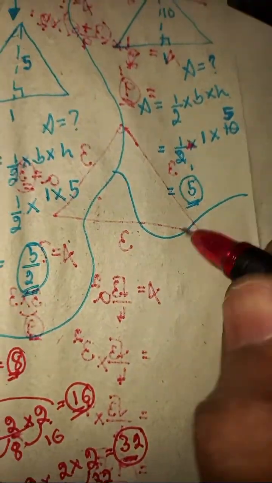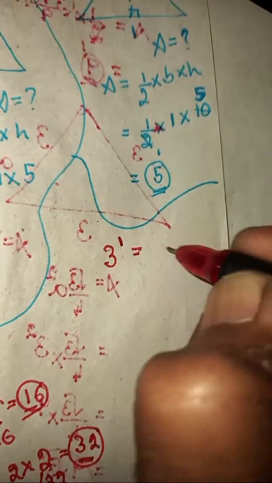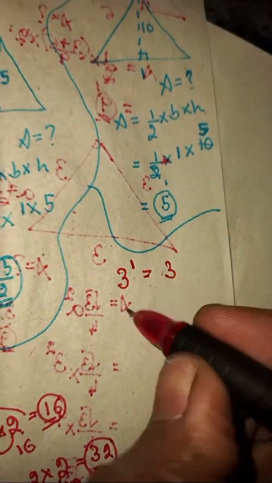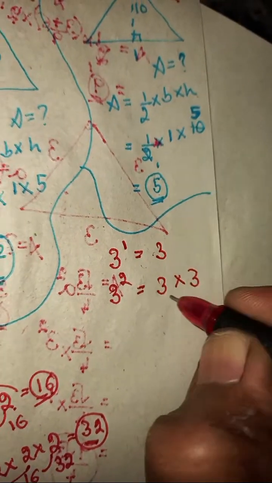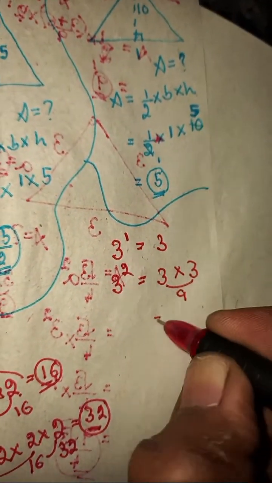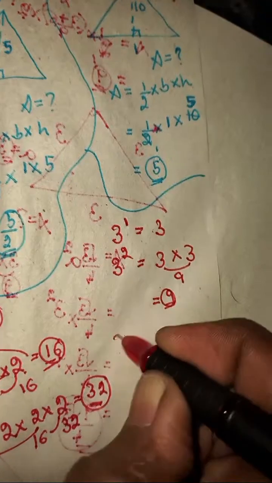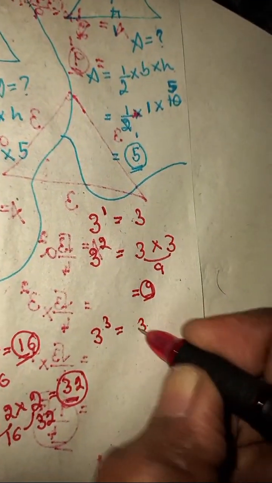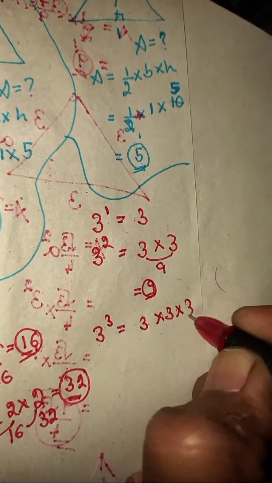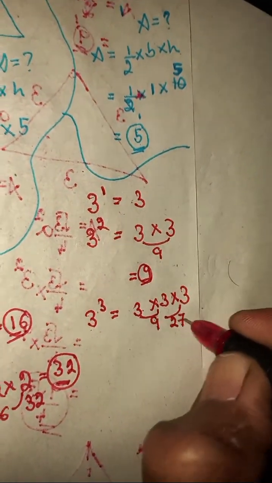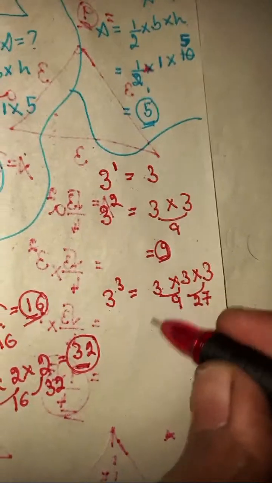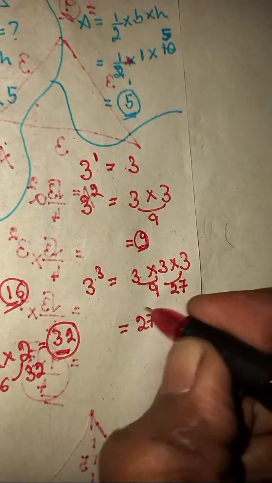Let's do the same thing with 3. 3 power of 1 remains as 3. And 3 square is 3 times 3, which is 9. And 3 cube is 3 times 3 times 3. 3 times 3 is 9. 9 times 3 is 27. So 3 cube becomes 27.